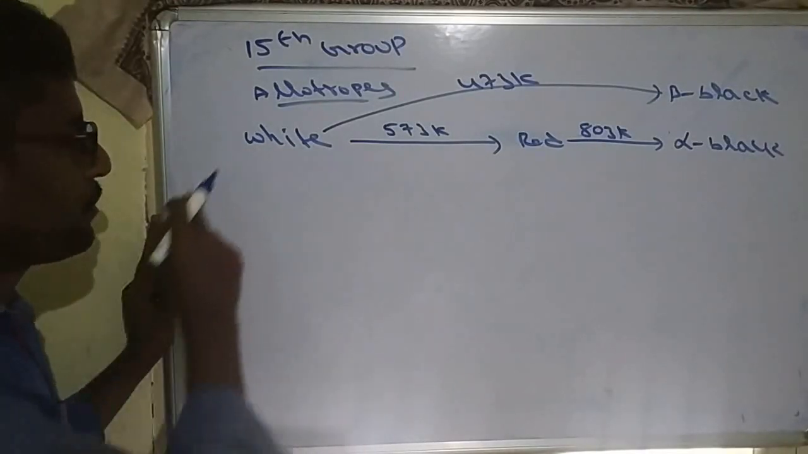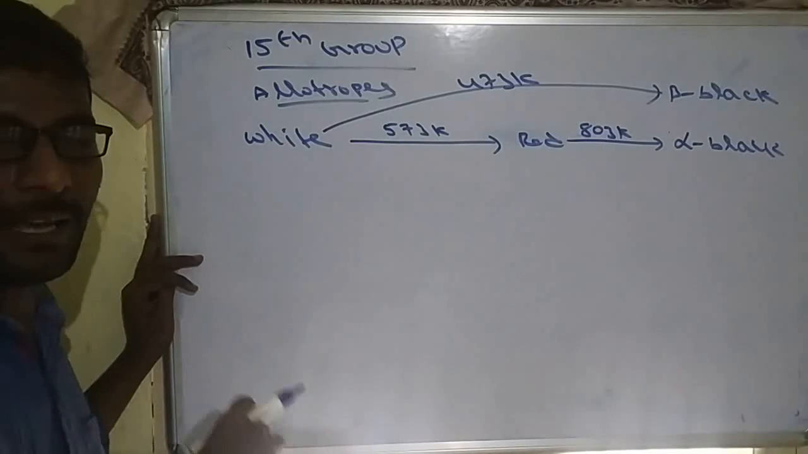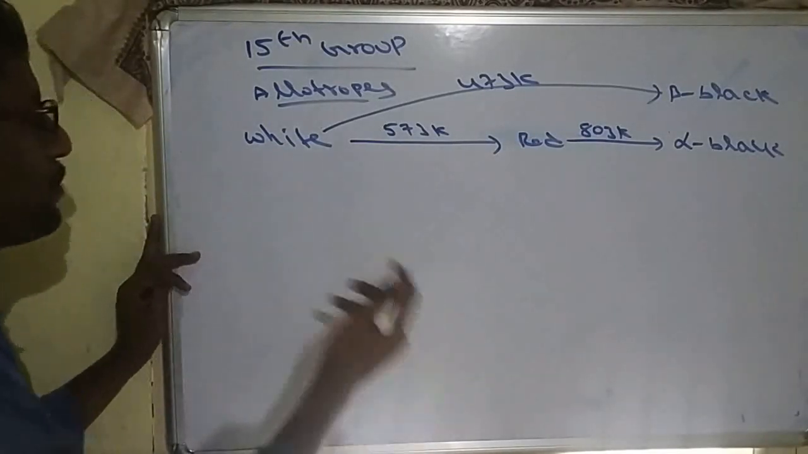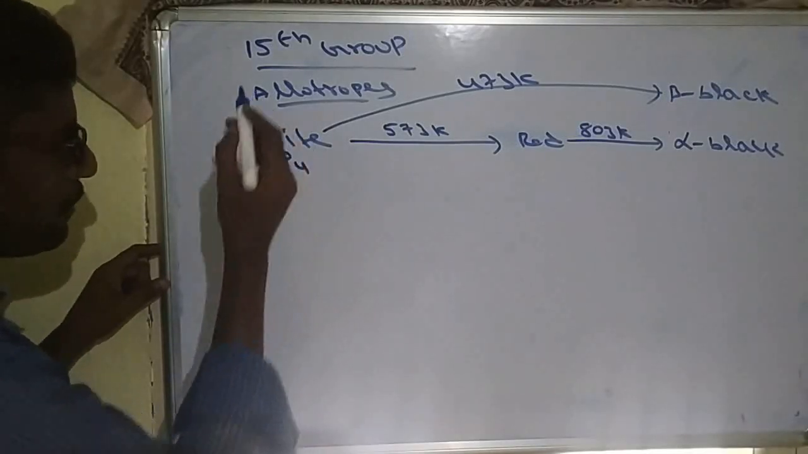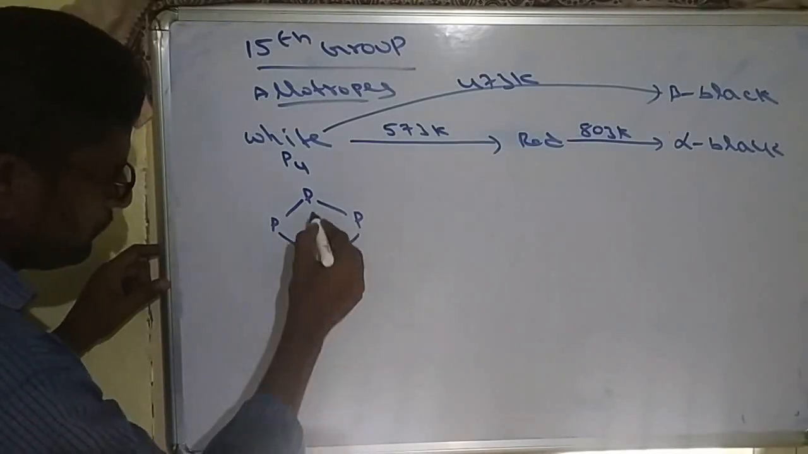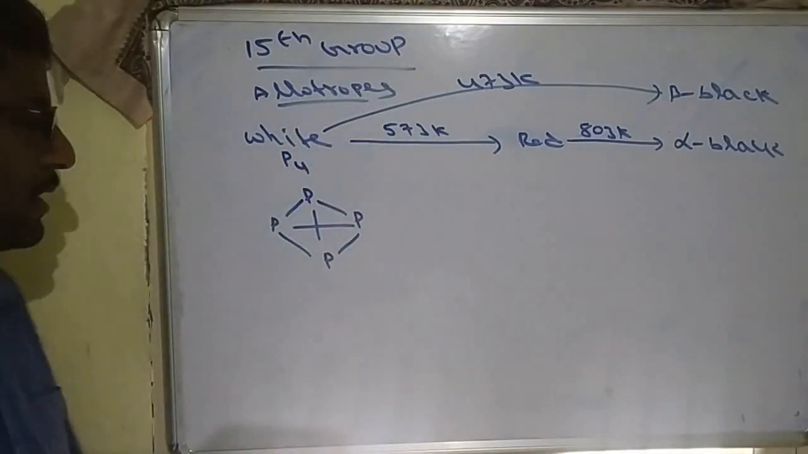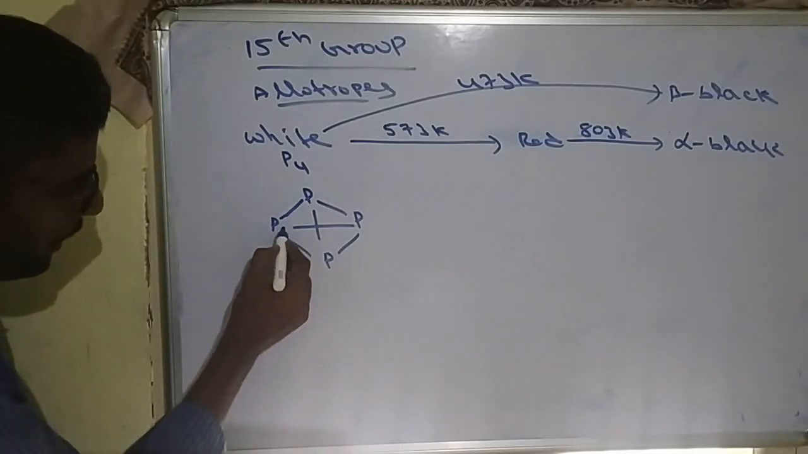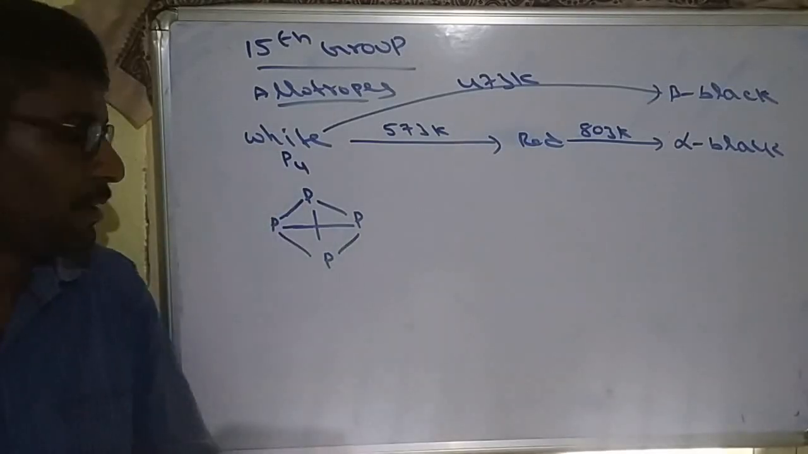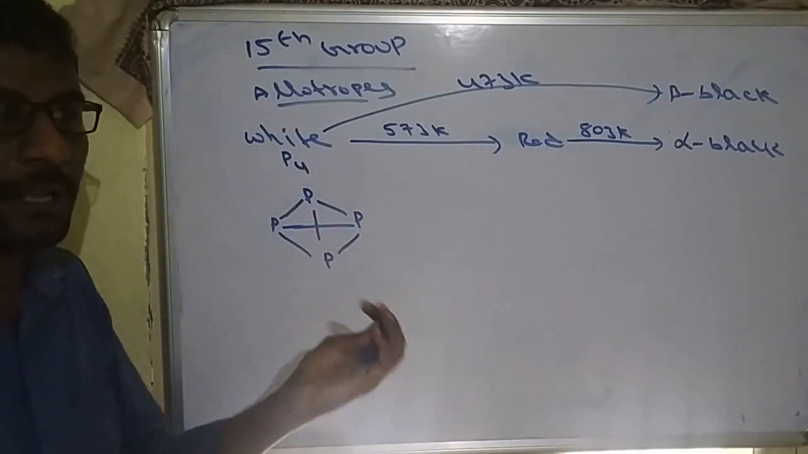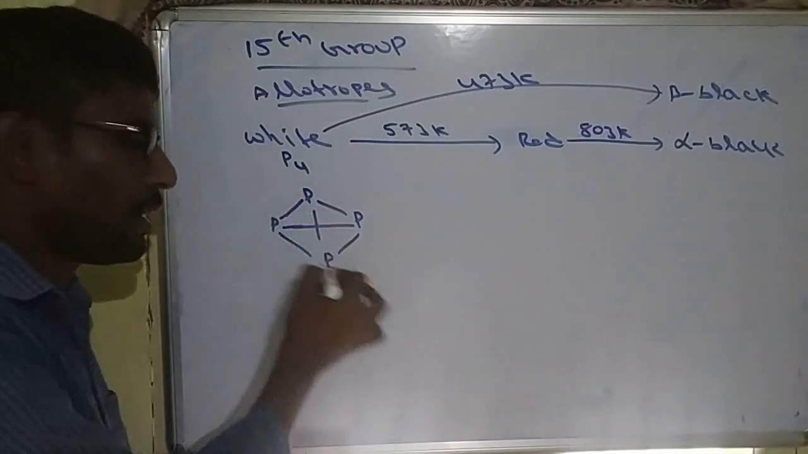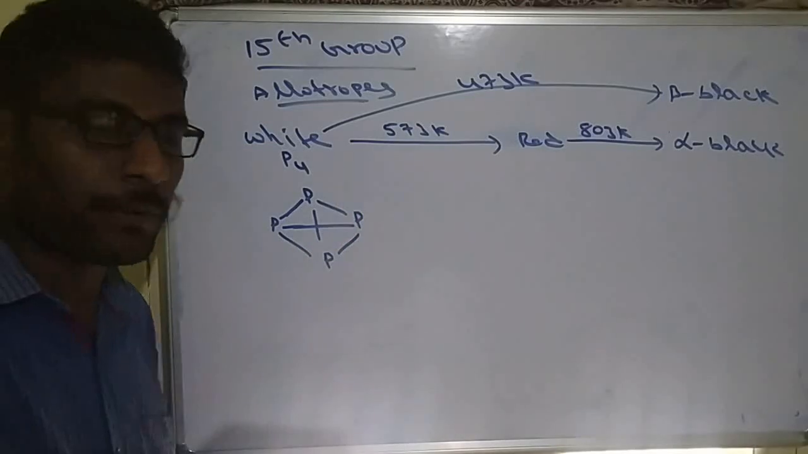Among these 3 forms, white phosphorus is highly unstable. It is very highly reactive. It is the least stable. So why? Because white phosphorus exists as a P4 molecule. Its structure should be like this. So this is the P4 structure. Here the bond angle between the 2 bonds will be very low, nearly 60 degrees. Because of the low bond angle, there exist bond pair repulsions. Due to those repulsions, it is unstable and highly reactive.